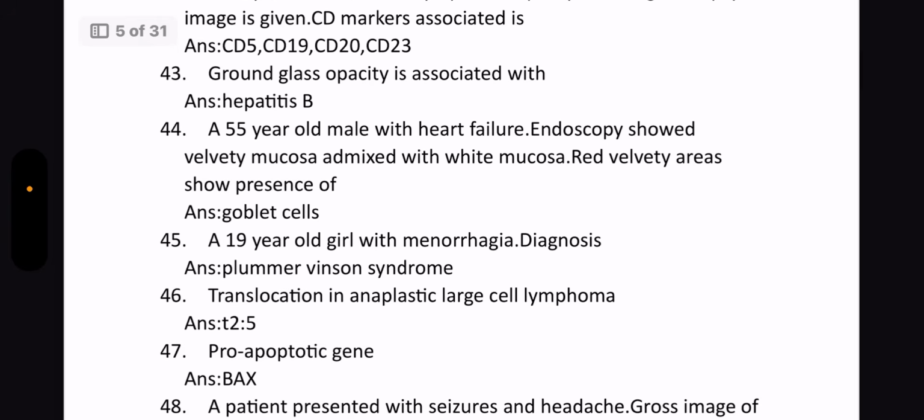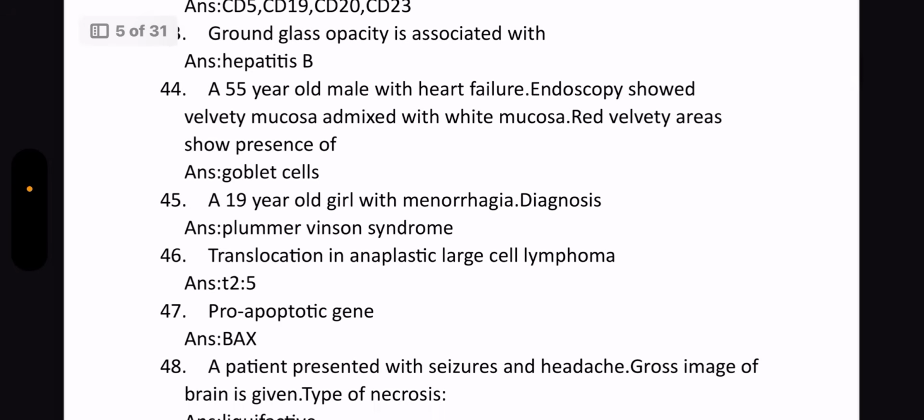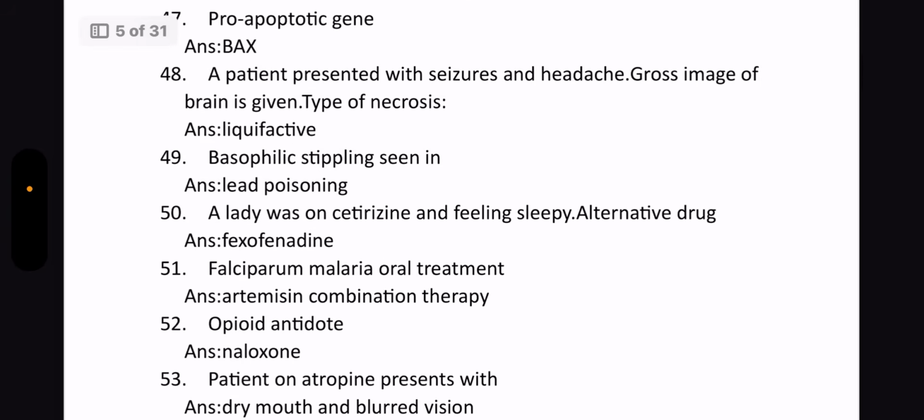So guys, regarding this ground glass opacity, if at all, please check if other options like silicosis or something was there in this. So guys, it is a little doubtful question. Please, if you have an idea, do mention it.